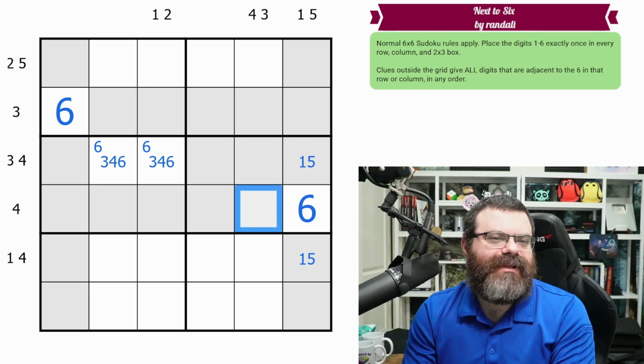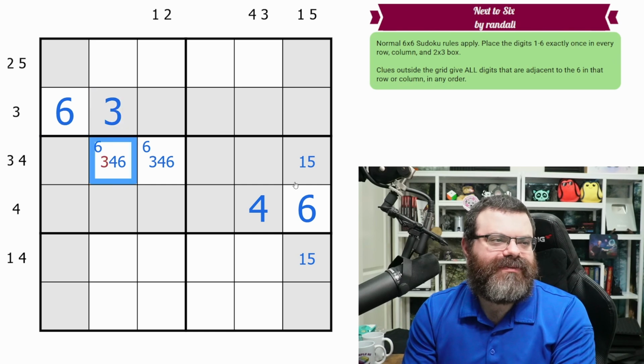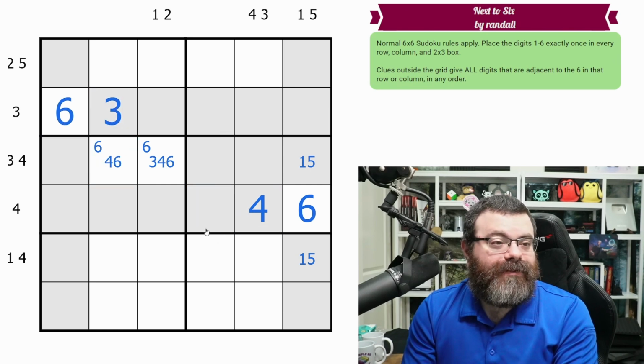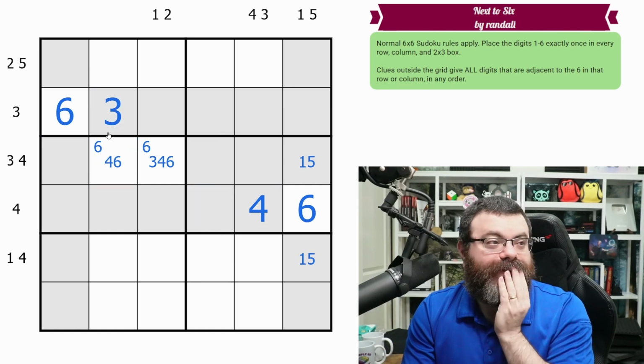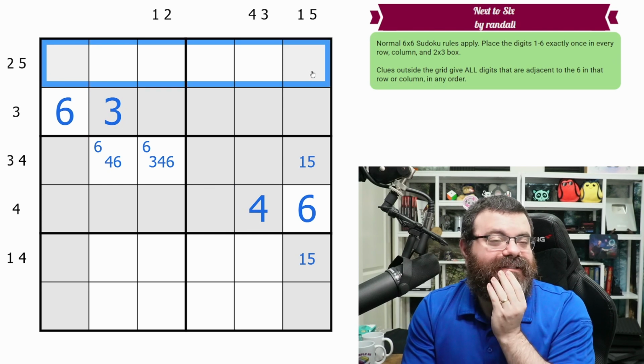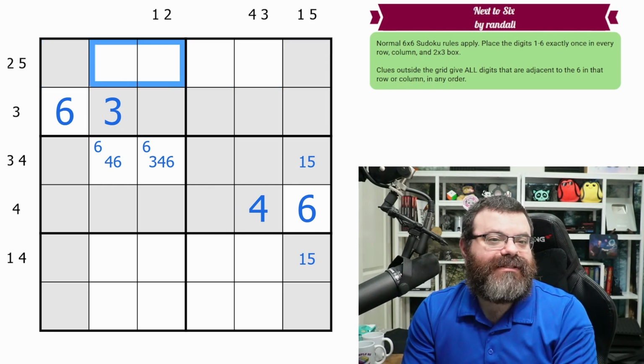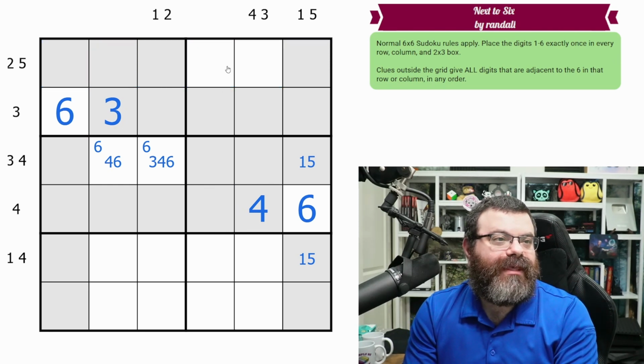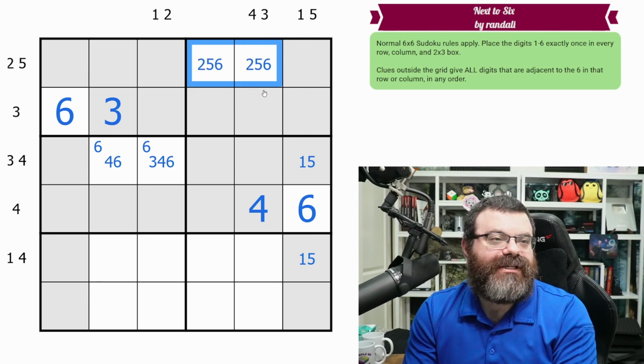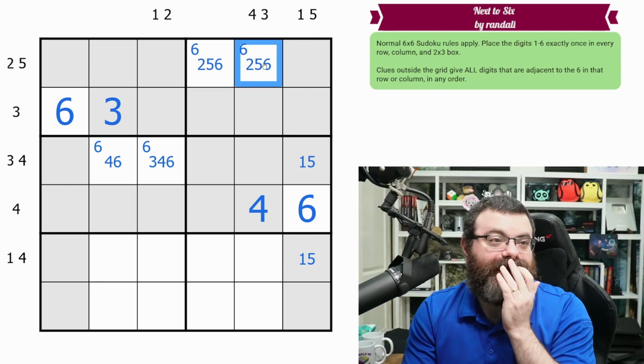Oh, sorry, this 6 got placed, the 4 is next to it. This 6 got placed, the 3 is next to it. We should probably do that. All right. This 6 is next to a 2, 5. Okay, we know the rest of this box is not 6. So this is from 2, 5, 6 for a similar reason that we talked about down here.